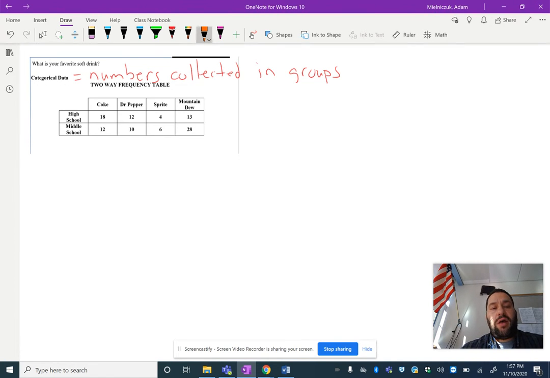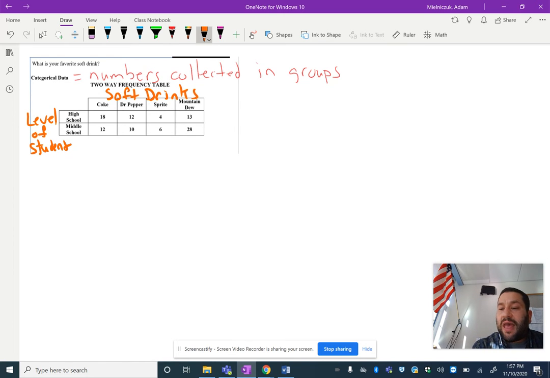So a type of frequency table we might see is called a two-way frequency table, where on top we have Coke, Dr. Pepper, Sprite, Mountain Dew, and on the side we have if you're a high school or a middle school student. So what we'd want to do with this table is we'd first want to label it. So on top, we would put something along the lines of soft drinks. And maybe on the side, we'd put level of student, because this is some information we want to know. Does the type of soft drink selected change if you're a high school or a middle school student?